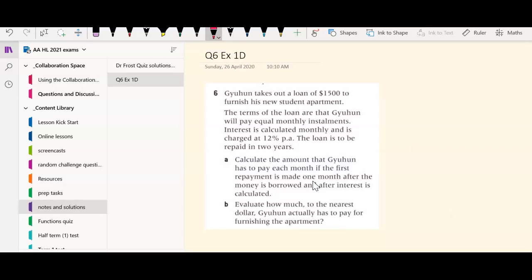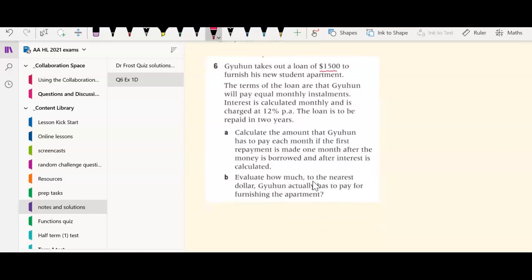Okay, so we've got a $1,500 loan. The interest rate is 12% per annum, and the loan's to be repaid in 2 years, but the interest is calculated monthly. So the first thing we're going to need to do is say 12% per annum equals 1% per month. Because what we want is the interest rate per compounding period.